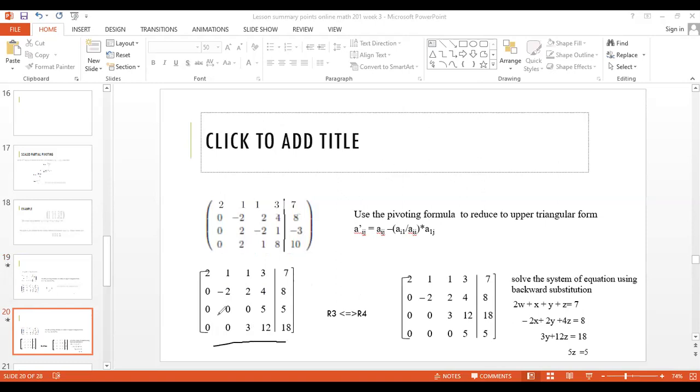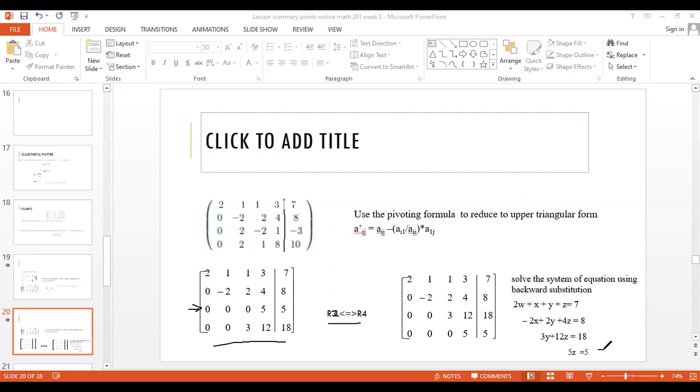Okay, so as explained last week, this time we have an echelon, we have an upper triangular matrix. It's just a matter of interchanging row 2 and row 4. By interchanging row 2 and row 4, we have our upper triangular matrix. Then we can rewrite the matrix in this form as a system of equations, and then use backward substitution to solve for it.